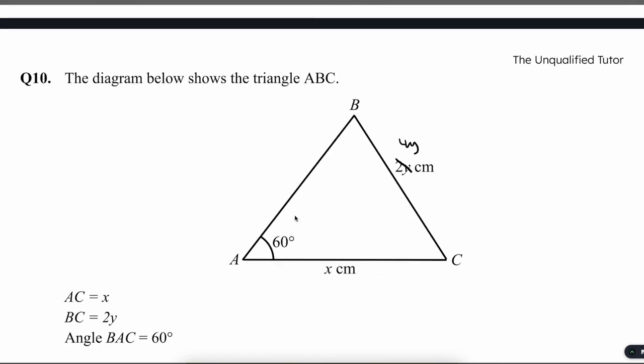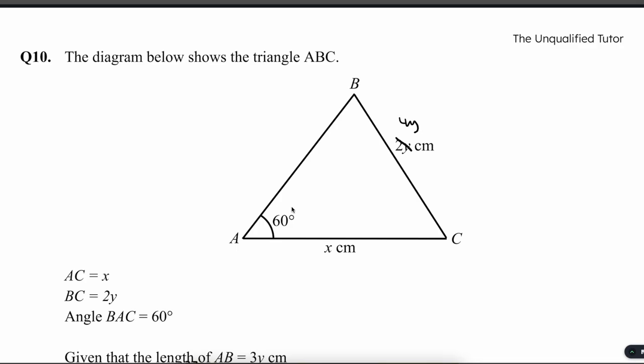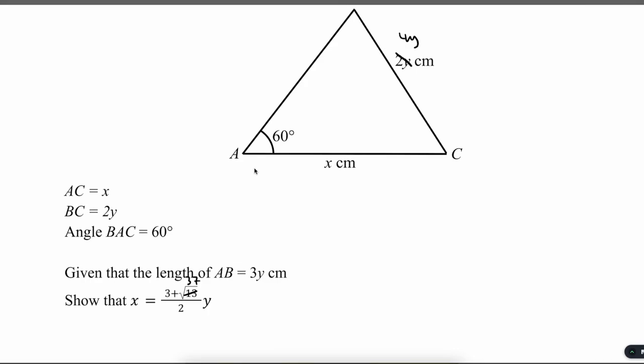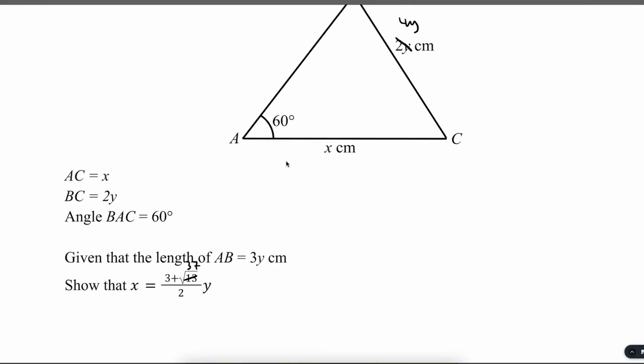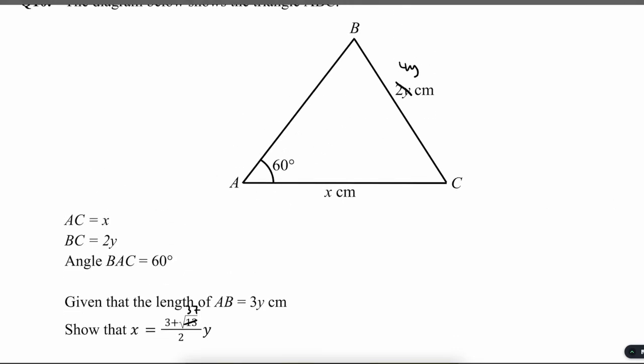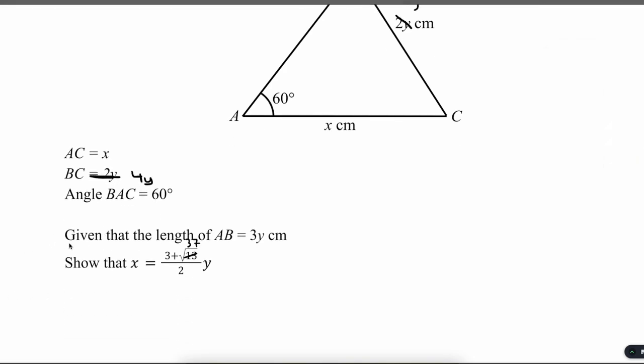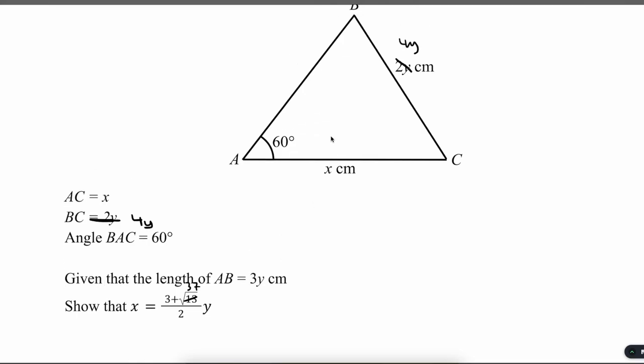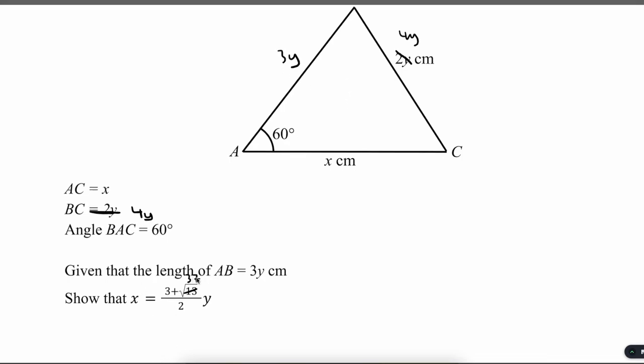Next question. Question 10. The diagram below shows the triangle ABC. AC equals x, BC equals 2y, and BAC is 60 degrees. They're shown on the diagram. That's incorrect. That's meant to be 4y. BC is 4y. And so, given that the length of AB is 3y, we might as well write that into the diagram. So that's 3y. Show that x equals 3 plus root 37 over 2 lots of y.